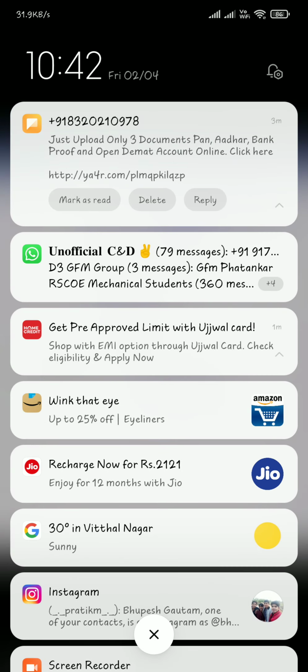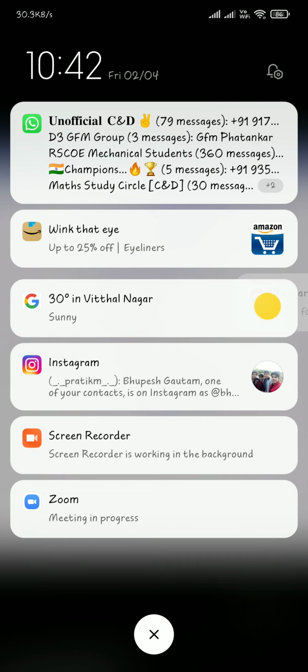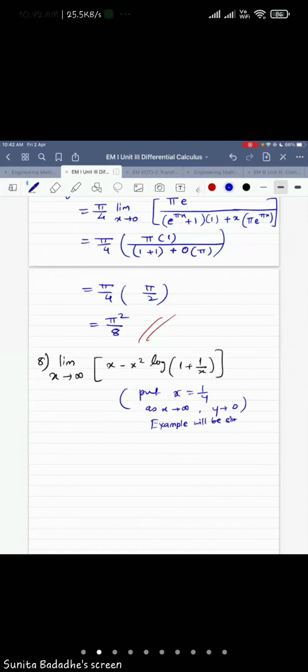Okay. And the example will be similar to example 5. That's why I'm not solving this. Okay. This example I'm not solving.